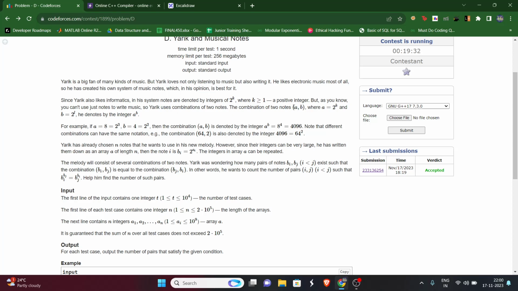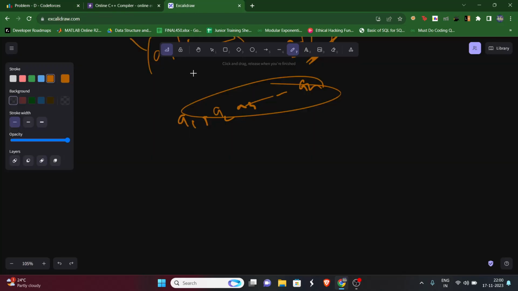we already know that each note should be of the form 2 to the power k. So consider that A was 2 to the power k and B was 2 to the power L. So the combination will be nothing but A to the power B. So what does the question say?